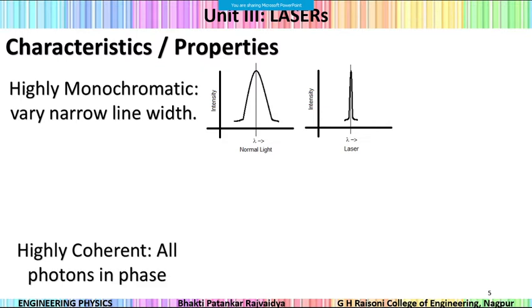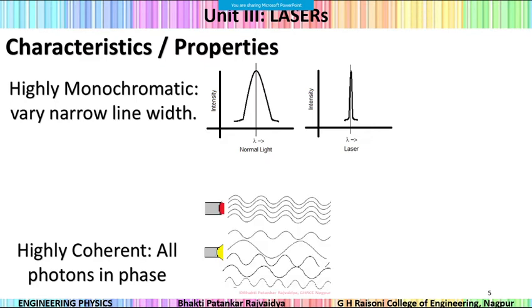Second property, laser light is highly coherent. Now, what do you mean by coherent? The waves which are going to come out of the laser light are all identical with each other. They share the same phase relationship with each other. Now, if you want to see this diagrammatically, it is something like this.